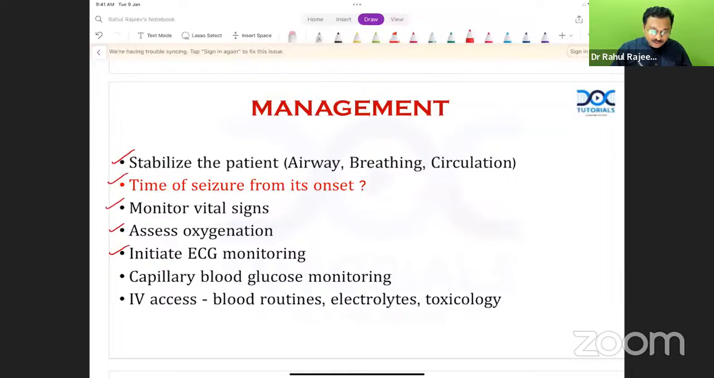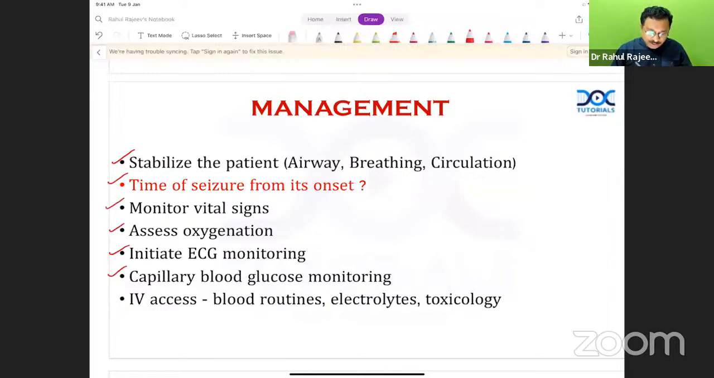Then you have got to check the capillary blood glucose because sometimes hypoglycemia may be the trigger for the status epilepticus. And even otherwise, in a patient who has been having continuous seizures for long, he might have gone into a hypoglycemia as well. So you do not want to cause any added injury to the brain.